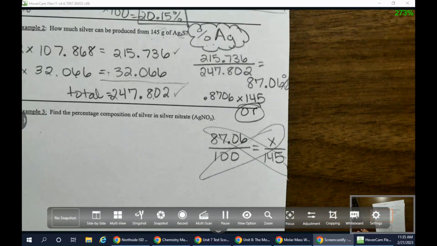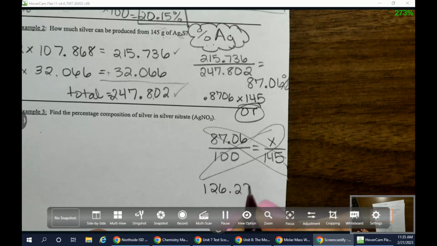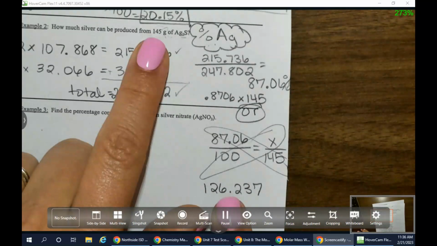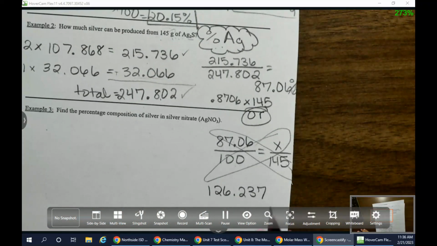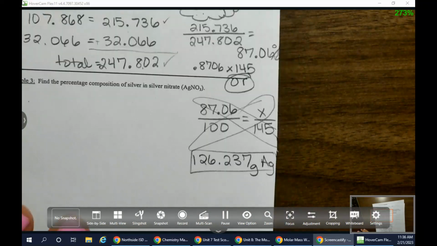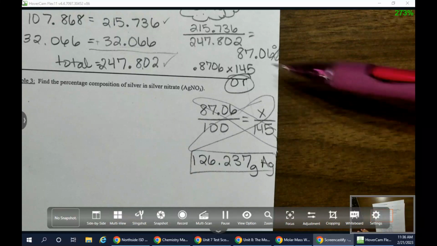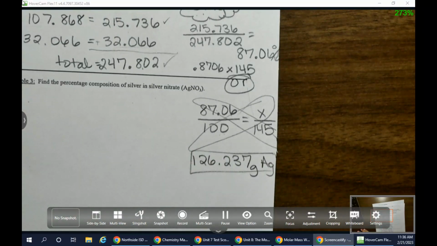So what is the value that you guys are now getting? 126.237. I agree. It sounds very reasonable because it's less than 145. So it means that it's taking a portion of that sample. And now you've got it. Okay? So, is this last thing that we did, is this necessary to get percent composition? No. All right? This is an additional kind of question.